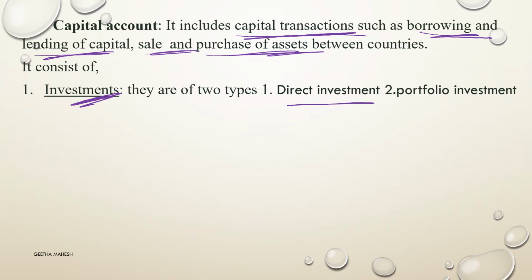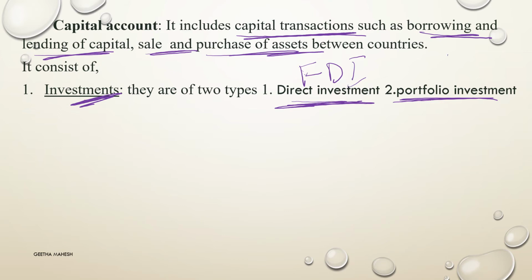One is direct investment, another one is portfolio investment. Direct investment is such type of investment where the investors will take active participation in the management. Example, foreign direct investment or equity capital. These things we call as direct investment.